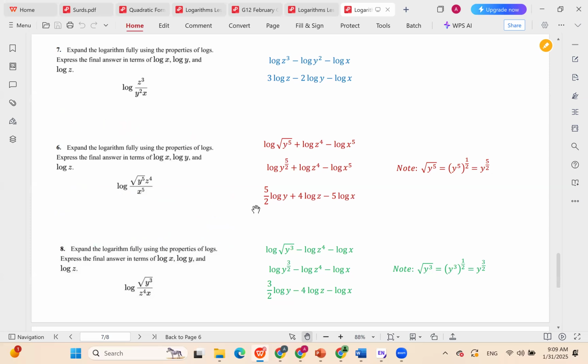Again, we have log y power 3 over 2. I just did this very quickly here. So this is y power 3 all power half, which gives us y power 3 over 2. So log y power 3 over 2 minus log z power 4 minus log x. And we kick out the powers. And this is our final answer.